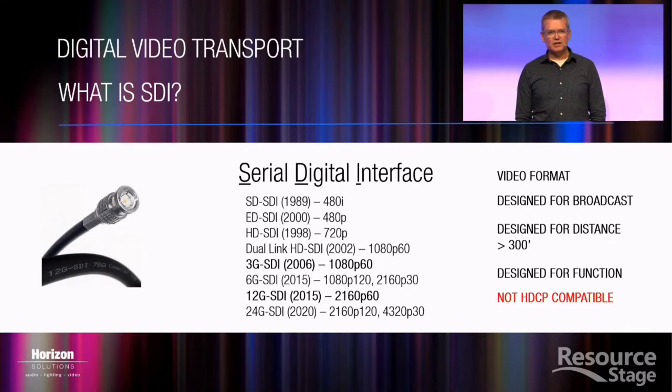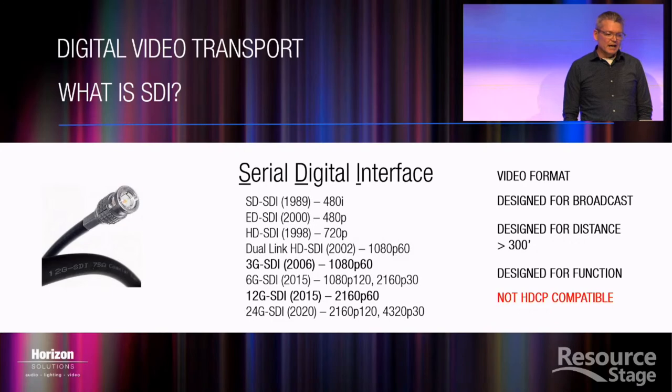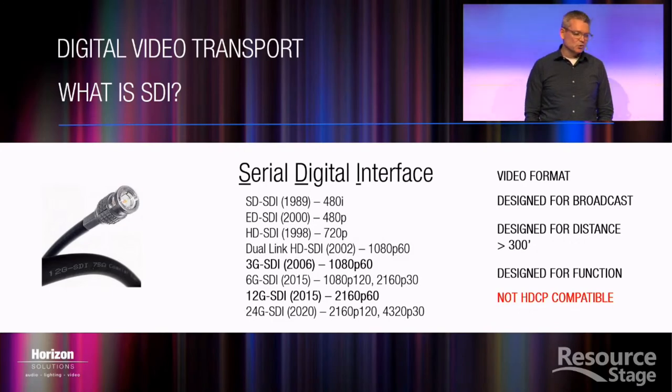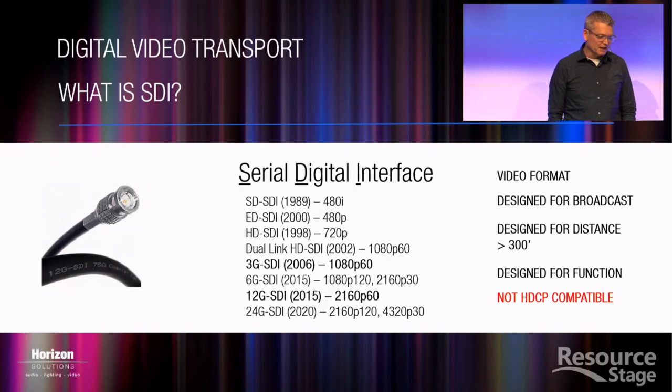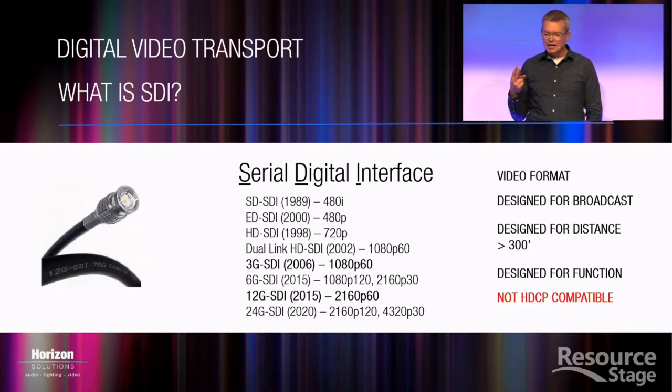We're not going to talk about the difference there, because for the most part, interlace doesn't matter anymore, because pretty much nobody does anything with interlace anymore. For the most part. I'm being very broad-stroke tonight. HD SDI, which is up to 720p, actually came out before the ED SDI. And then we get into this funky thing called dual link HD SDI, which is the ability to take two HD SDI lines and put them in parallel to get to 1080p.